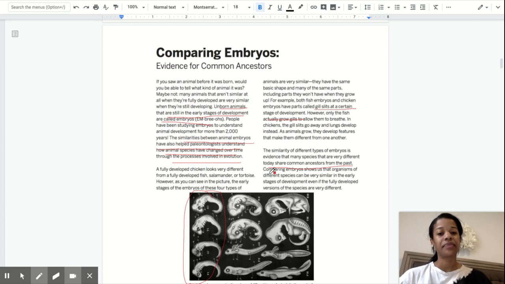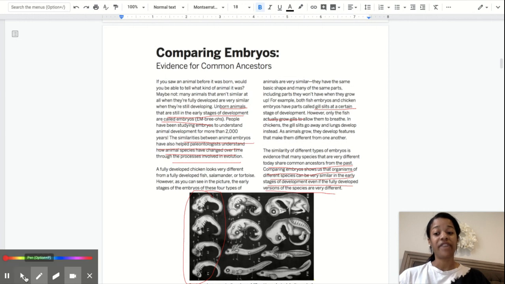from the past. Comparing embryos shows us that organisms of different species can be very similar in the early stages of development, even if the fully developed versions of the species are very different.